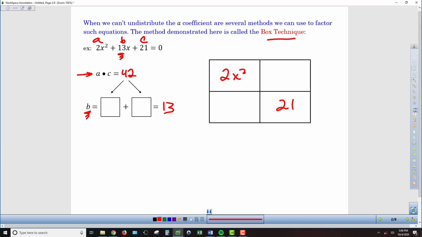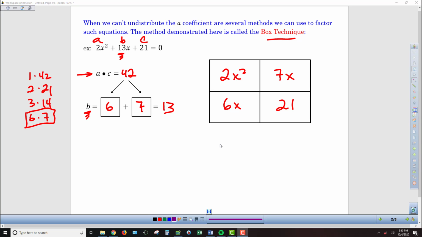Now for 42, we've got 1 times 42, we've got 2 times 21, we've got 3 times 14, we've got 6 times 7. And so out of that group, we can see hopefully that it's 6 and 7 that add up to make 13. So I'm going to use those two numbers here. And so those are the two numbers with an x attached to them that are going to go into these other two boxes. In which box I put which one doesn't matter. I can go ahead and put the 7x in the lower left and the 6x in the upper right, and it'll still work itself out.